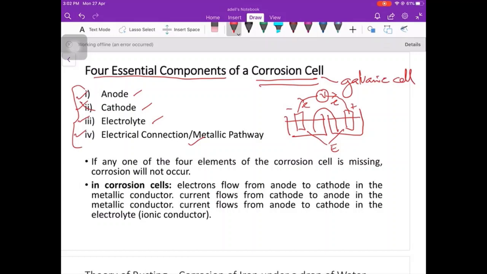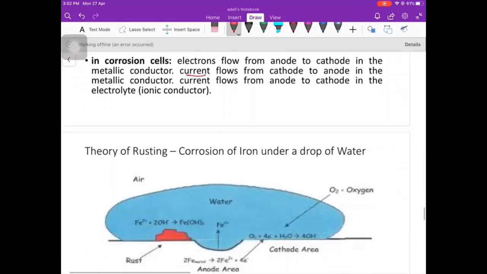Okay, in a corrosion cell, electrons will flow from the anode to the cathode. Current, the positive charge, will flow in the opposite direction, from cathode to anode. Then the current in the solution will flow from anode to cathode in the electrolyte solution.